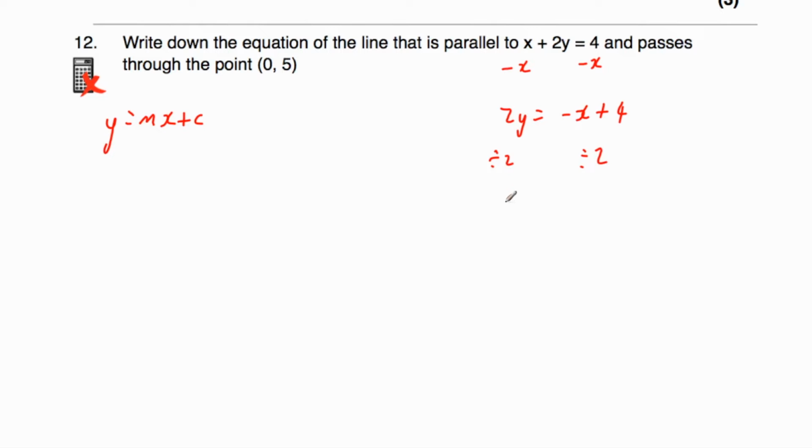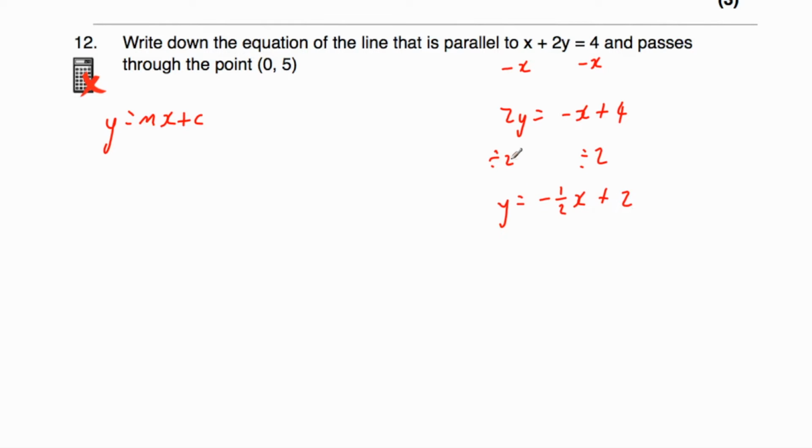So 2y divided by 2 is just y, and on the right hand side we had minus x, but we're going to divide that by 2. Well, that's minus 1x, and if you divide that by 2 you'd have minus a half x, because half of minus 1 is minus a half. Then we've got 4, and dividing that by 2 will be plus 2. So that's the equation of the line that we've been given. In the question we were given x plus 2y equals 4, and when you rearrange that you get y equals minus a half x plus 2.